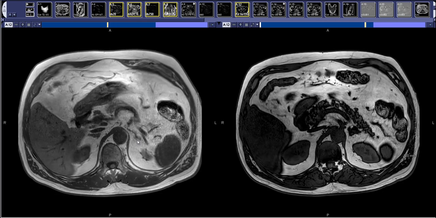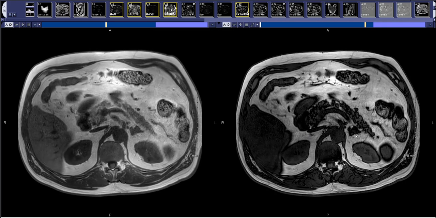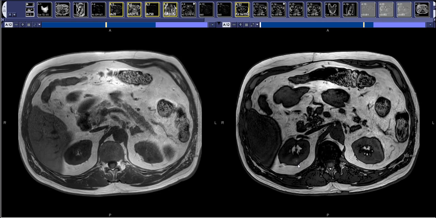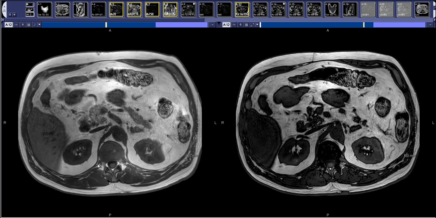That left adrenal nodule looks like it shows gross dropout of signal from in to out of phase, consistent with a benign adenoma. But then for renal lesions, it's helpful too. So here is that lesion in the right kidney.